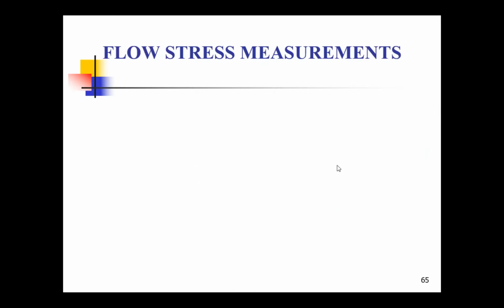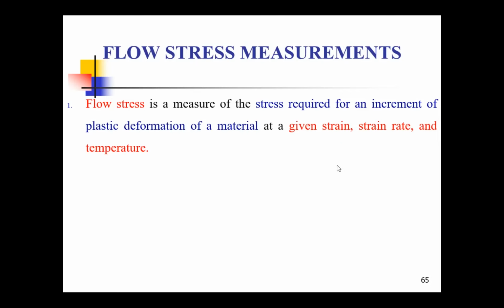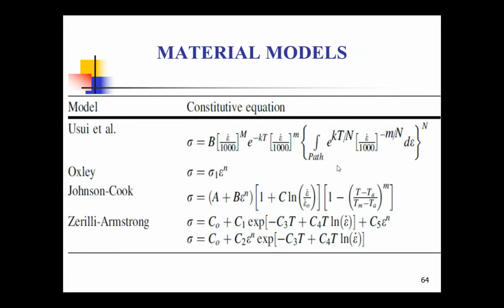Then comes the flow stress measurements. So what is the flow stress? It is the stress required for the increment of plastic deformation of a material for a given strain. The stress required for the plastic deformation state, then only it will be removed as a chip. Otherwise, it won't get removed. So for a given strain rate and temperature. That's why in these models you can see the temperature, strain rate, and also the material properties will be getting added upon.